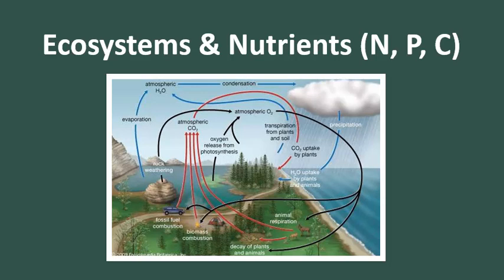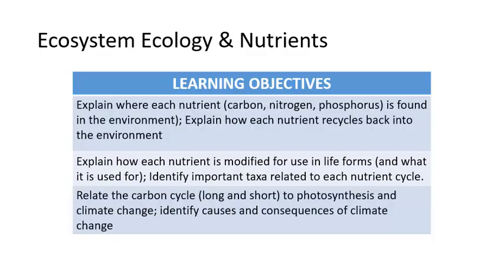Now let's look at the last component of ecosystems, the nutrients. In this mini lecture, we'll cover the nutrient cycles of nitrogen and phosphorus as well as carbon. Related to carbon cycles, we'll also address the issue of climate change. Here are your learning objectives.